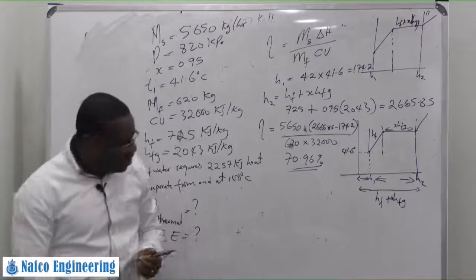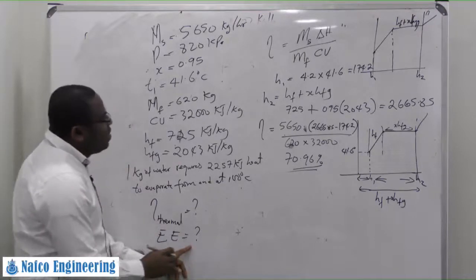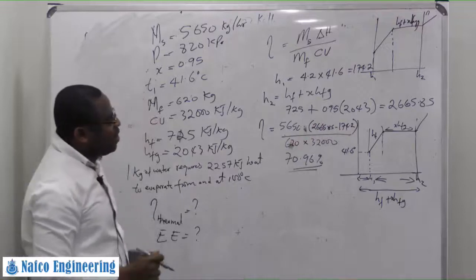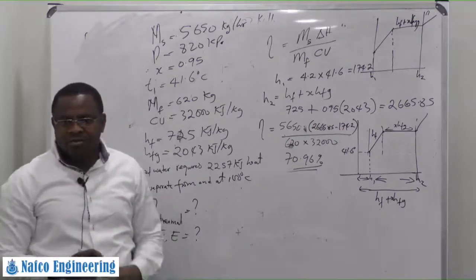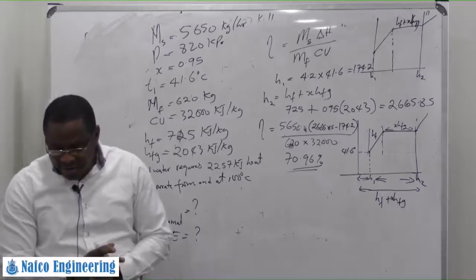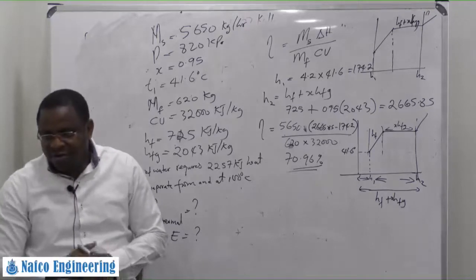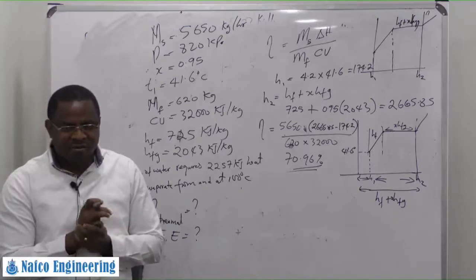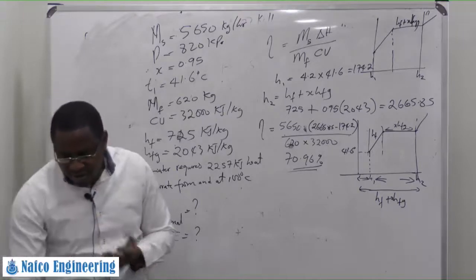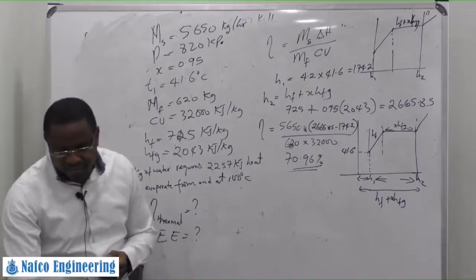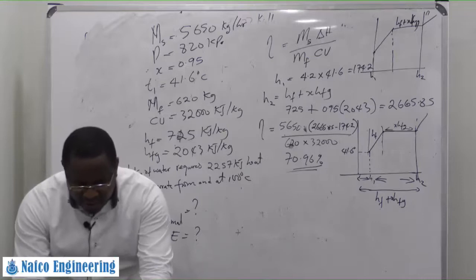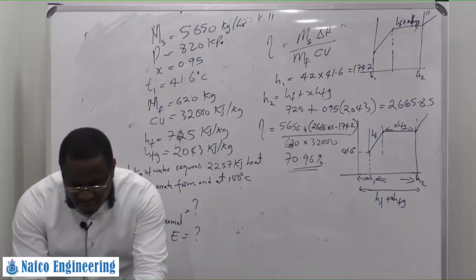Alright, so to get our EE, we'll get the same thing, we'll just replace this with 2257. You must memorize that, 2257. They will not give it to you. And then you get about 10 kilograms. Okay, let's look at this other question.